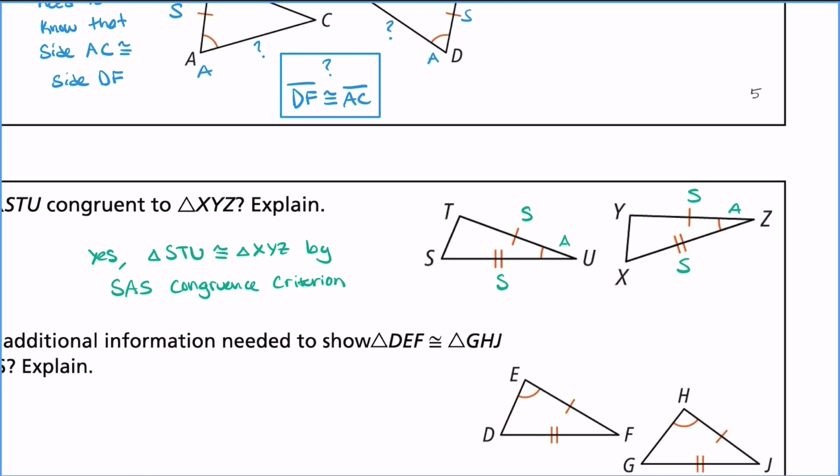You're just making sure the order matters. We have two sides and an angle, right? That could only be this one or the hypotenuse-leg theorem, but there are no right angles. We're not dealing with hypotenuses. We are simply using the side, angle, side.